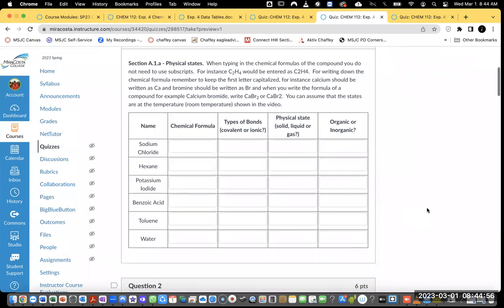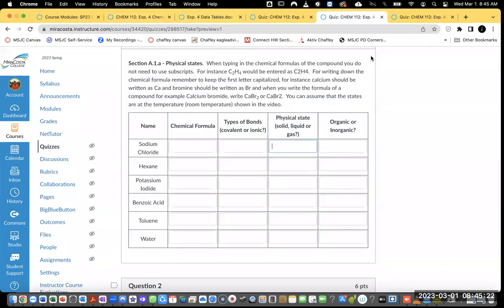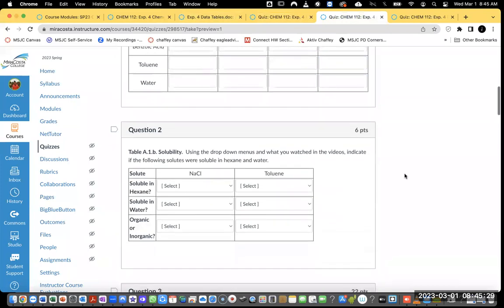So for all these molecules which are given here, you're writing down their chemical formula first, then the type of bond that you think they have, like covalent or ionic. You can typically think that organic molecules have covalent bonds and inorganic molecules have ionic bonds. Then you tell what the physical state is. Again, you will watch the videos which are given to you here, and they will show you all these molecules, and you decide what their physical state is, whether it's solid, liquid, or gas. And at the end, you decide whether it's an organic or inorganic molecule.